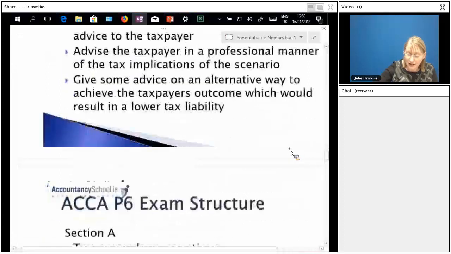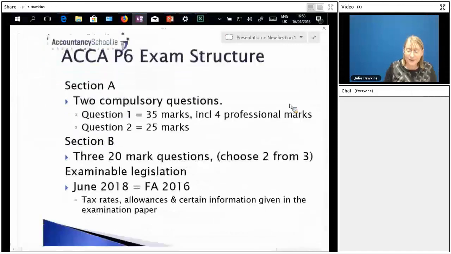Now, the layout of the P6 exam is that there are 2 sections. There's section A, which is the compulsory section, and this is 60% of the paper. Question 1 is a multi-tax question. It is 35 marks, which includes 4 professional marks for how you present the answer. It will usually involve 3-4 taxes, and it is a very, very detailed question with a very detailed requirement section. Question 2 will be another practical scenario, not as long obviously as question 1 and not with as many taxes, but still quite detailed.